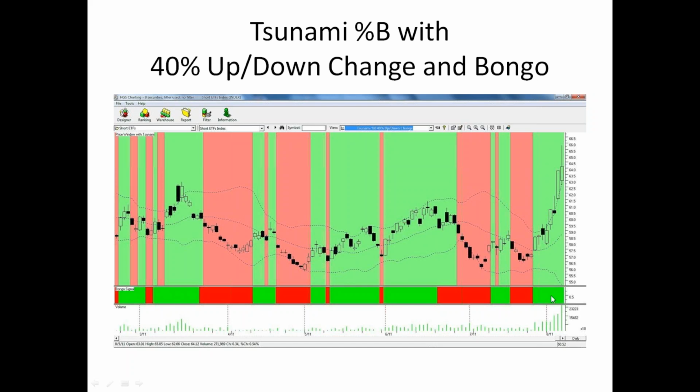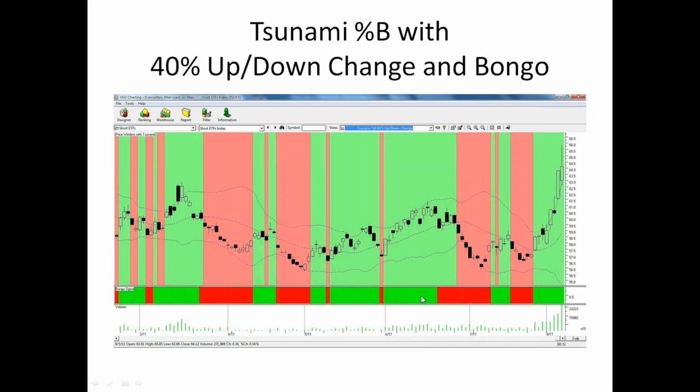The Bongo, and you can look up on the info what the Bongo is. It's very simple to understand. With this view, the Bongo is a confirming indicator. By that I mean as follows. When there is a tsunami change, up or down, within a day or two, you'd like to see the daily Bongo also confirm an up or down.